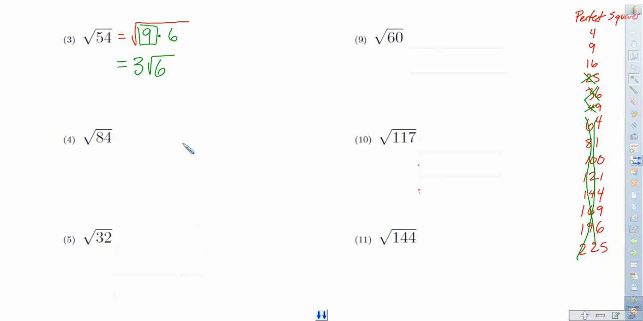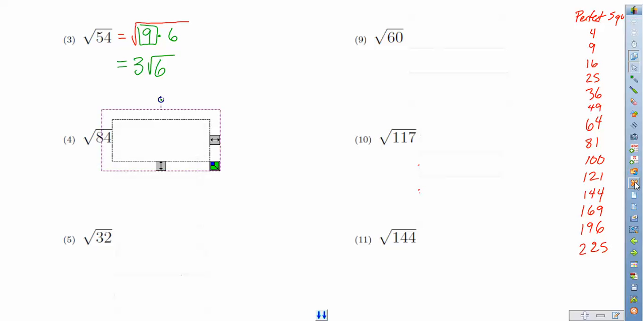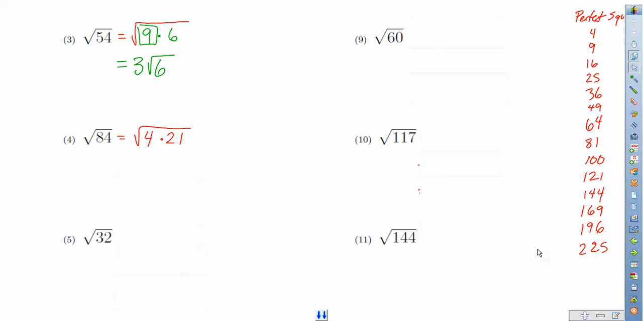Okay? So rapid fire here, looking at some of these other problems here. Taking a look at number 4, 84. Biggest perfect square that goes into 84. Let's see here. What should we get there? How about 4 times 21?